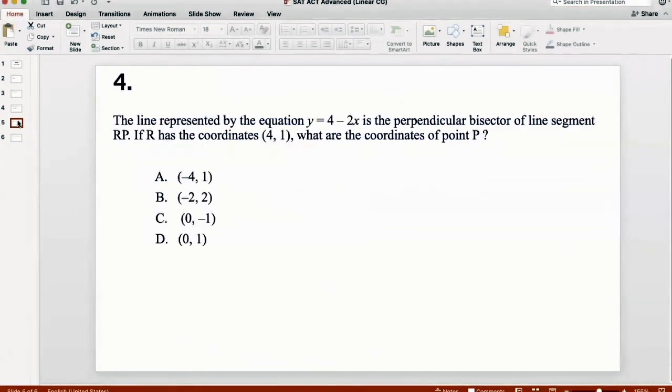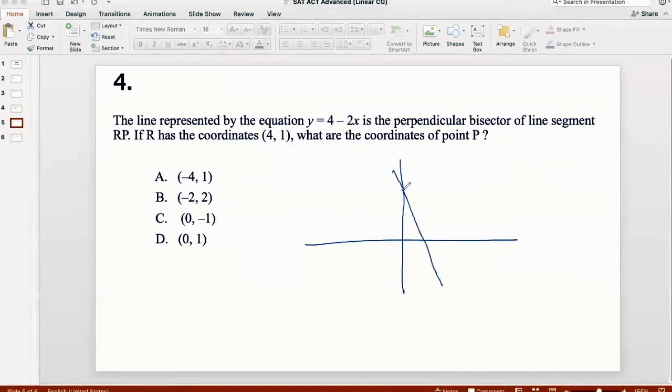Okay, question 4. The line represented by the equation y equal to 4 minus 2x is the perpendicular bisector of line segment RP. If R has the coordinates (4, 1), what are the coordinates of point P? Okay, so let's try and draw this. How would it look? 4 minus 2x would look something like this, right? Where the y-intercept would be 4 and the slope of this line would be -2.